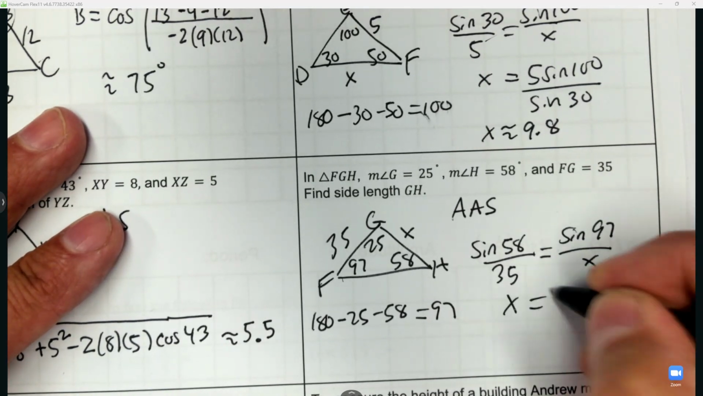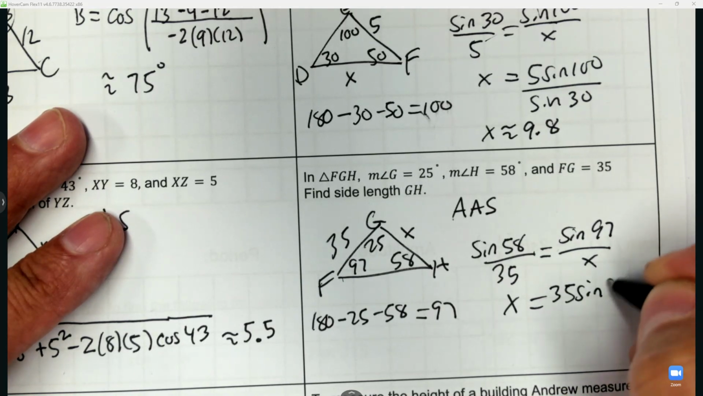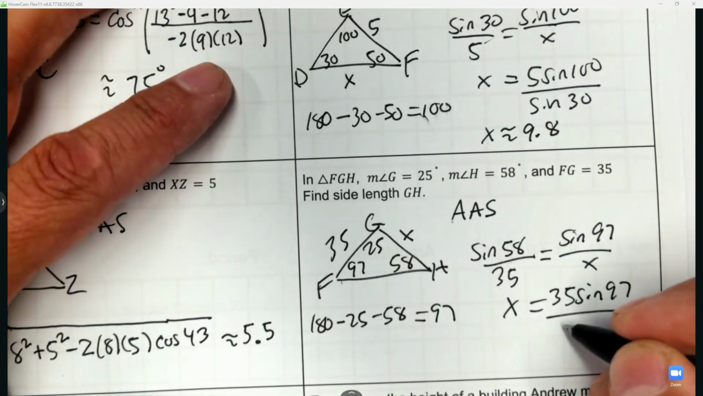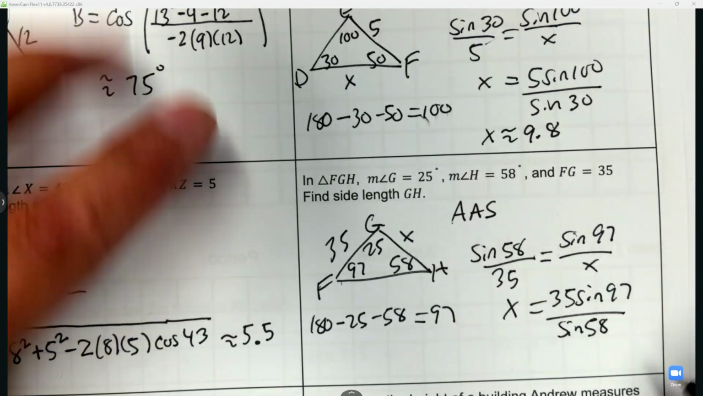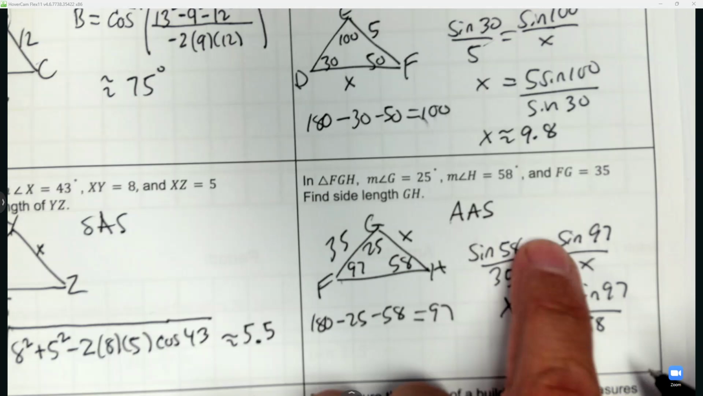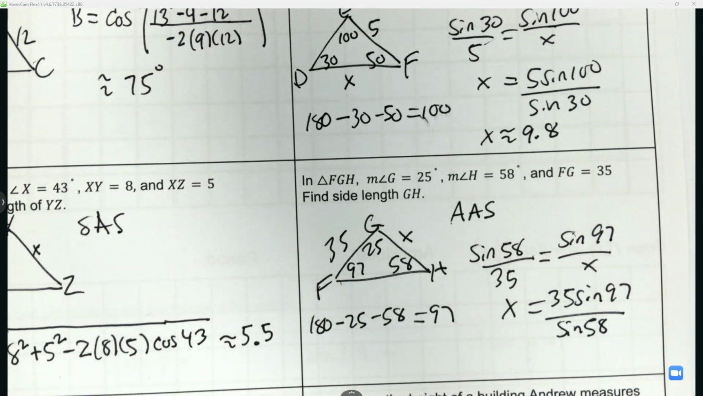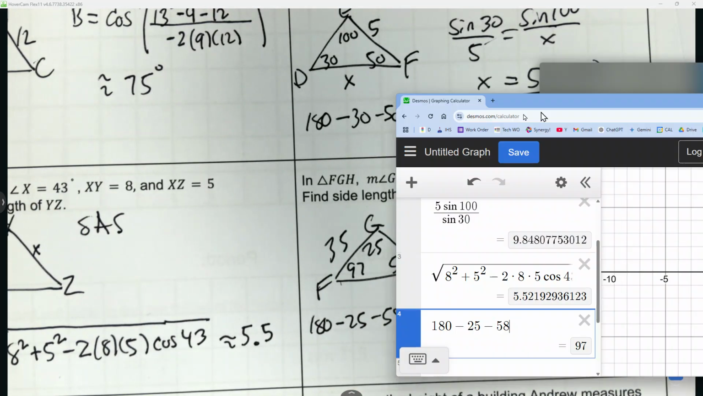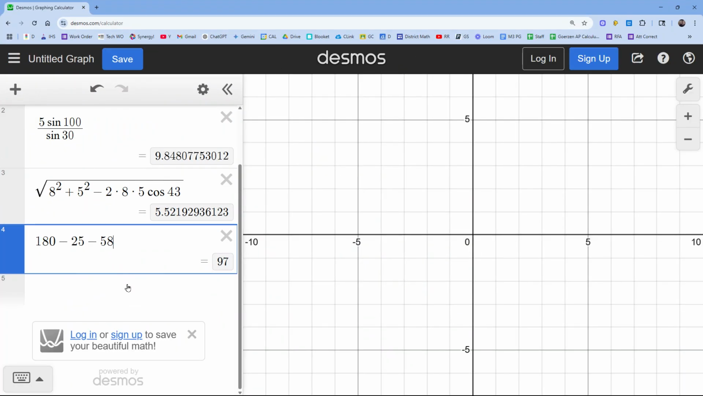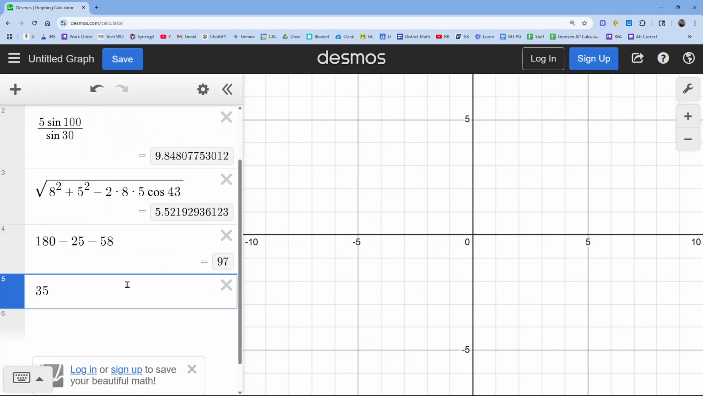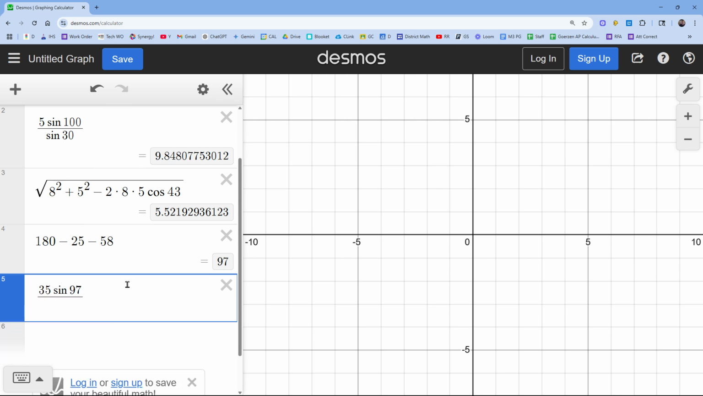Now we're going to multiply. So we have 35 times sine 97 divided by sine 58. So when you multiply, the number that's with x is what you divide by. And then we're going to type that in. So again, we're going to type in 35 sine 97 and then divide by sine 58. So I get 40.96, so you could round that to 41.